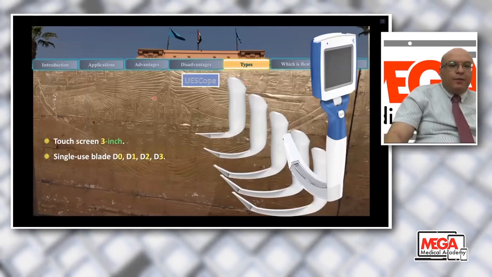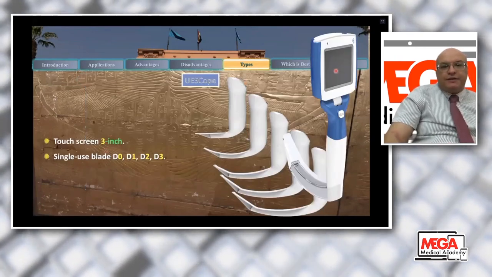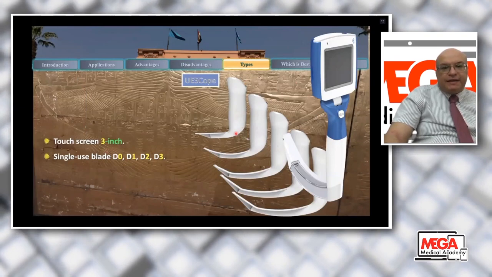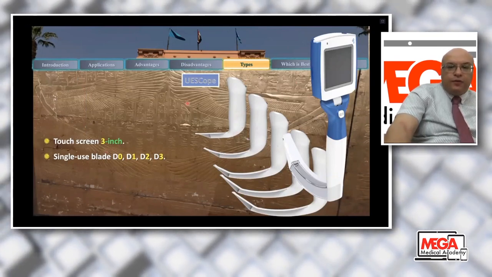UE scope. UE-scope is available as a touch screen, 3-inch, single-use blade, available in size 0, 1, 2, and 3.